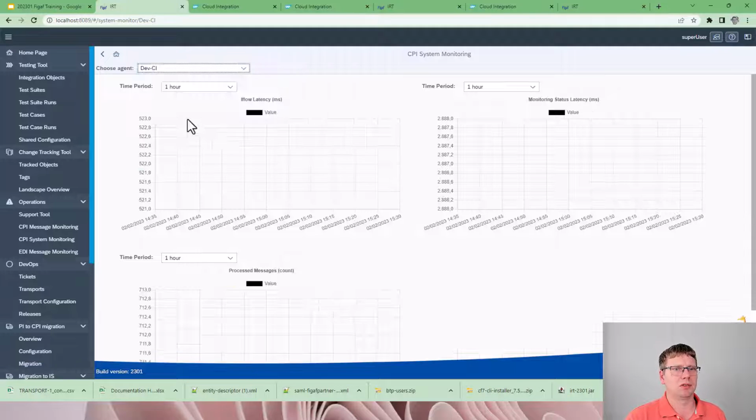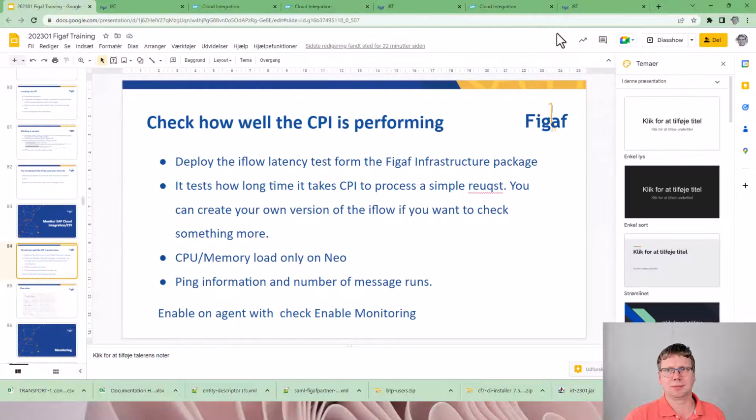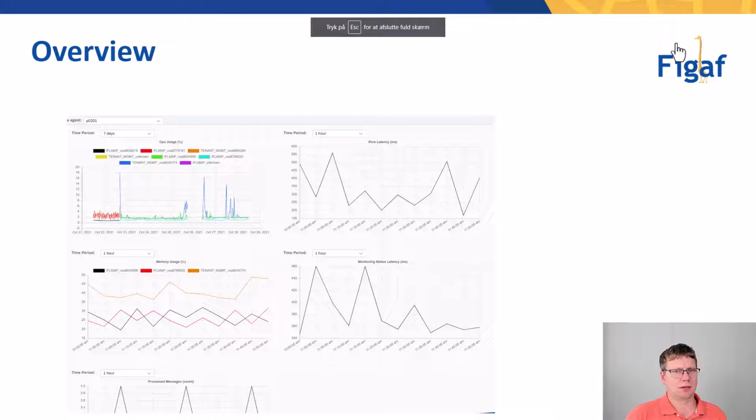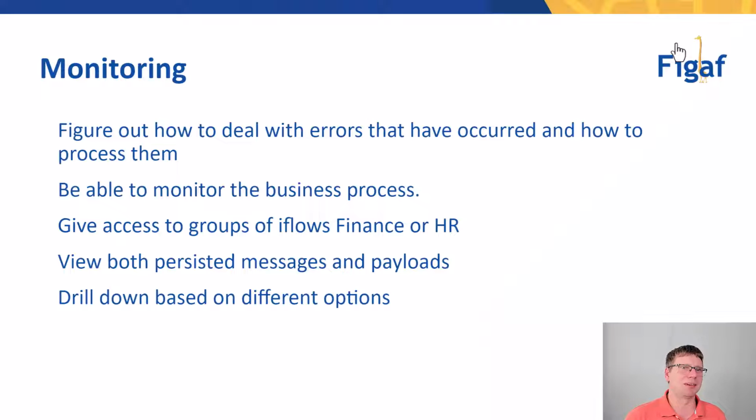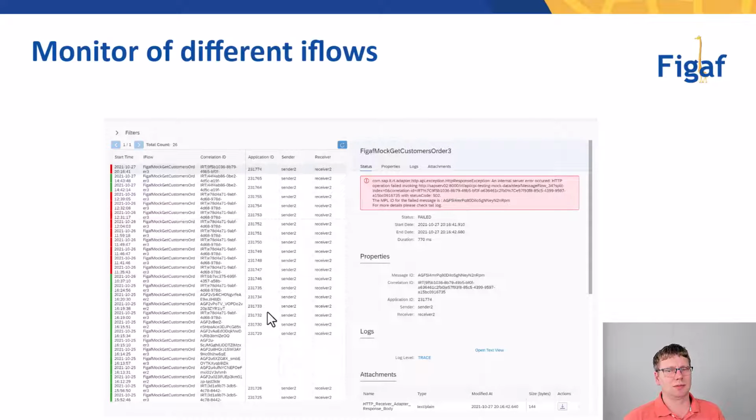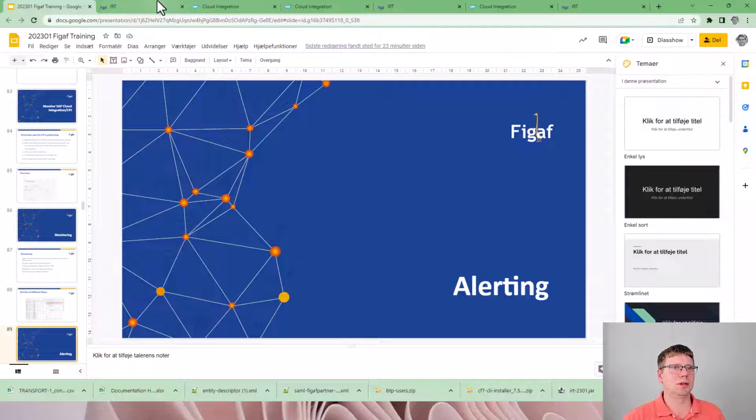For integration suite, we don't have these capabilities, but hopefully we'll see it later on when we're checking this. And here's the overview. I think more important is the monitor. It's about figuring out how to deal with different scenarios: give access to specific people so they can see how your integration is running, give user details to the business so they know it, and give them access to payloads or MPL attachments, and then drill down based on the data that we have. And this is the view of this, and that is all we needed to talk about.